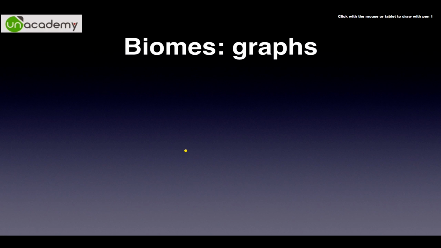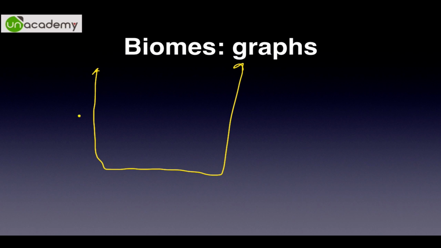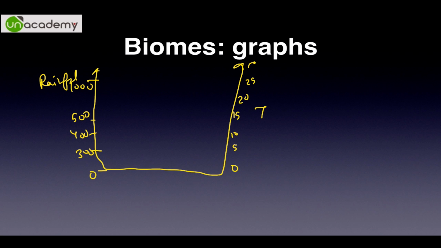So I'll start this video with certain graphs which I have not drawn in the earlier part. So let's see, first of all, this is the graph. On this side we have rainfall, and on this side we have temperature. Let's say this is 0 and it reaches till 1000, and this is in centimeters. Somewhere here will be 300, or 400, 500. Then we have temperature here: 0, 5, 10, 15, 20, 25, 30.